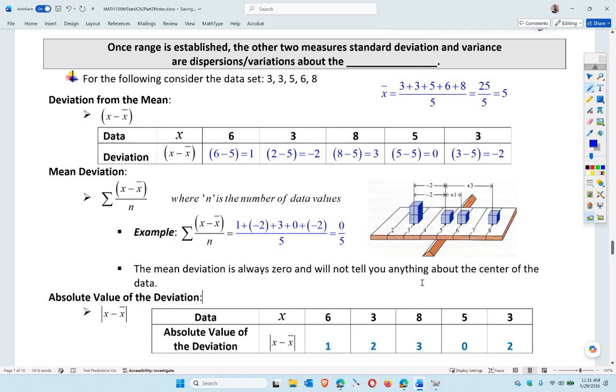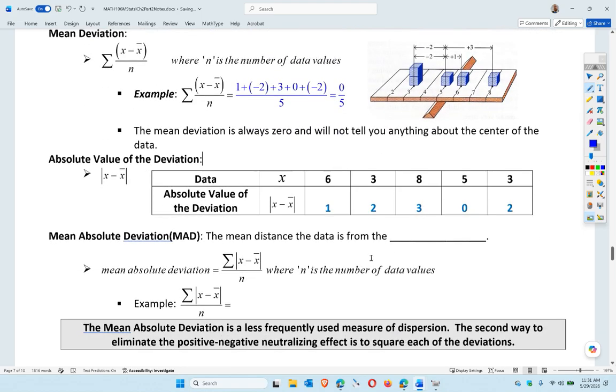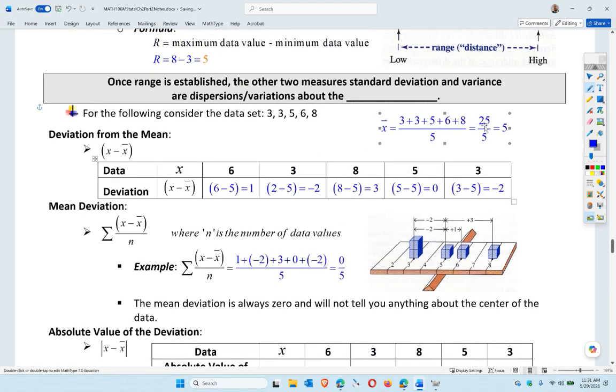So the mean absolute deviation, otherwise known as the MAD, is the mean distance the data is from the mean. Which sounds redundant, but it's not, because it's the average distance from the mean, which in this case is a positive 5.